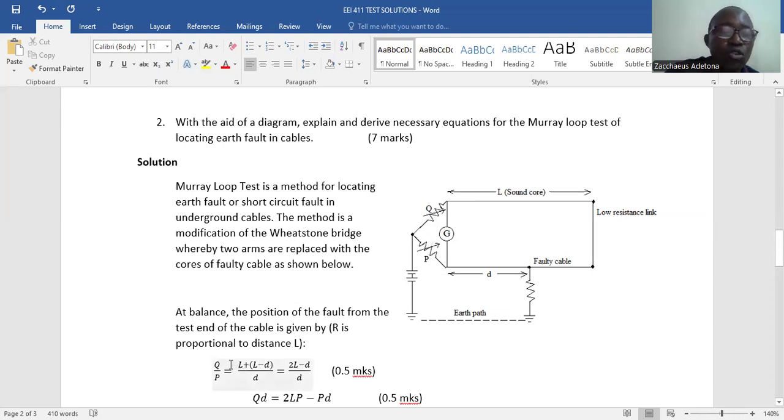So we can have Q over P equals L, that is sound core, plus L minus D, that's the remaining portion here, that's one arm of the bridge now, divided by D. This is the small letter D here, the distance from the testing point to the fault location. So we have Q over P equals 2L minus D over D. Therefore, QD equals 2LP minus PD.